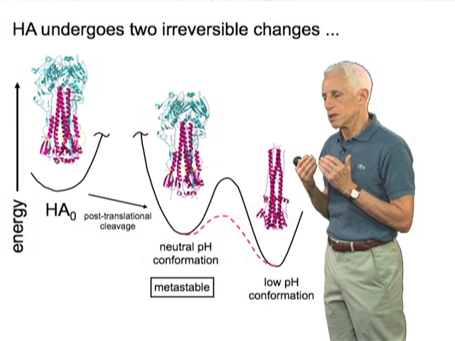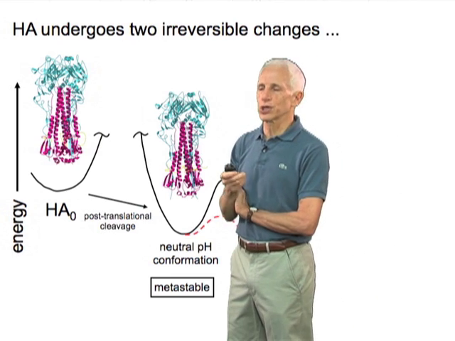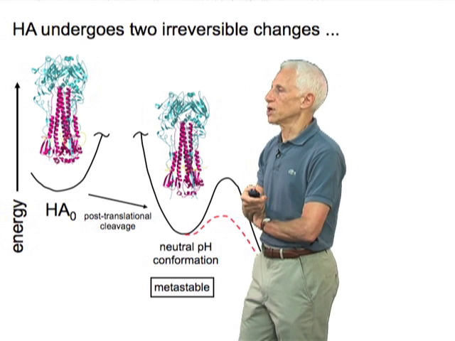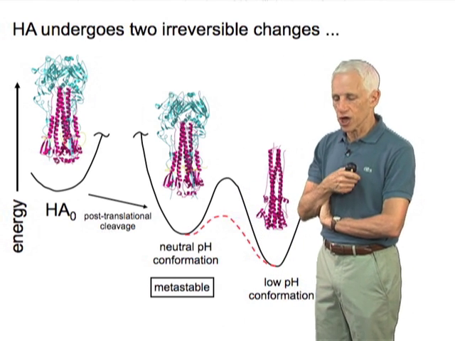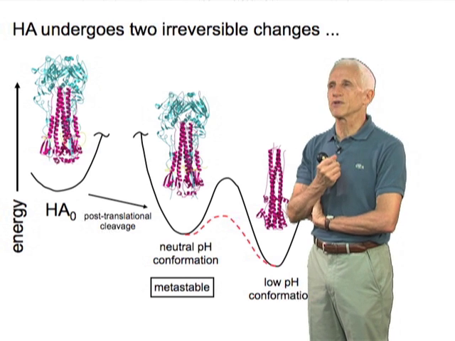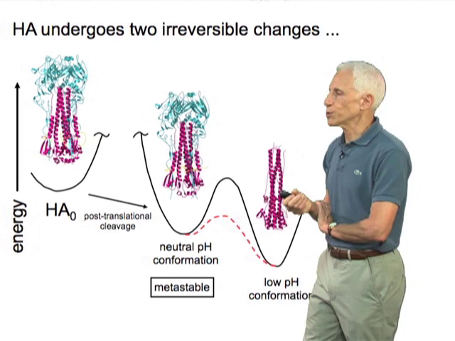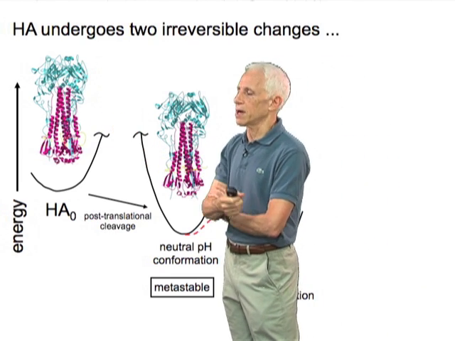The hemagglutinin then undergoes two irreversible changes in the course of its maturation and exposure to low pH, because indeed the conformational change I just showed you is irreversible. If you then neutralize, you don't go backwards. And that's because of the first irreversible change, which is the cleavage of a peptide bond.